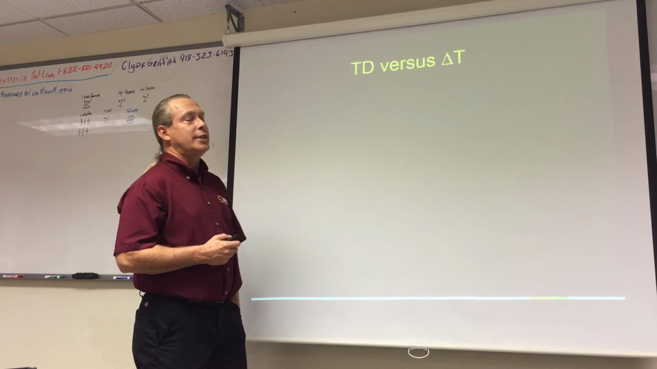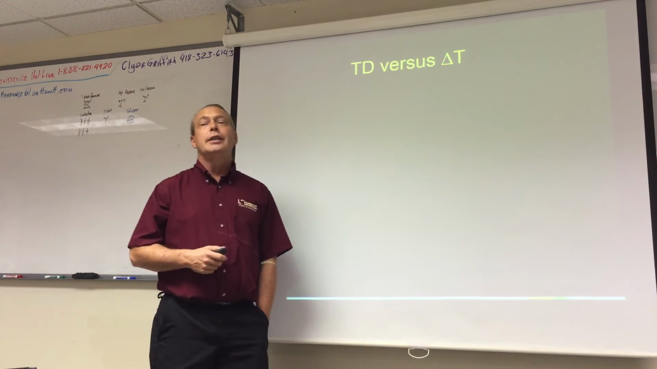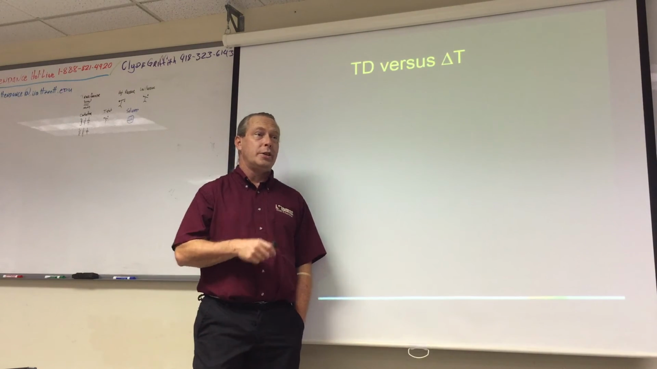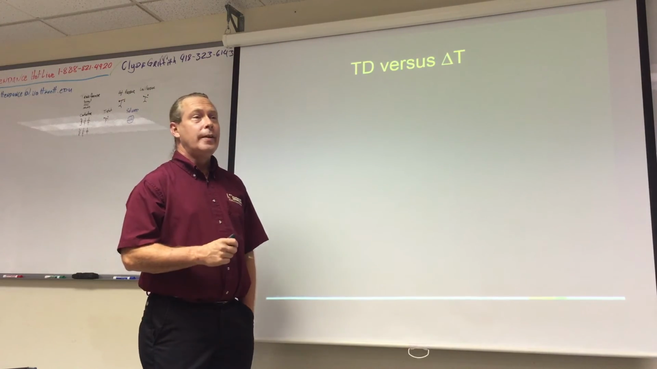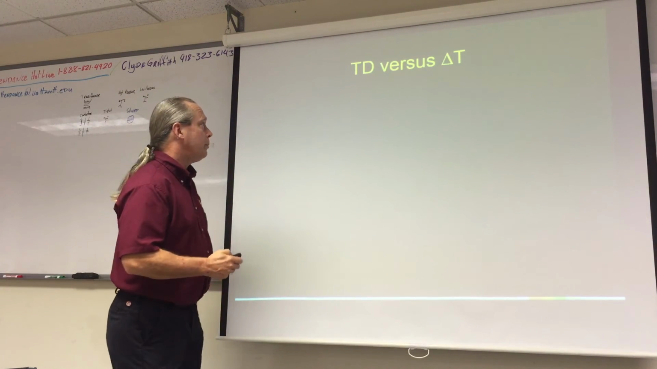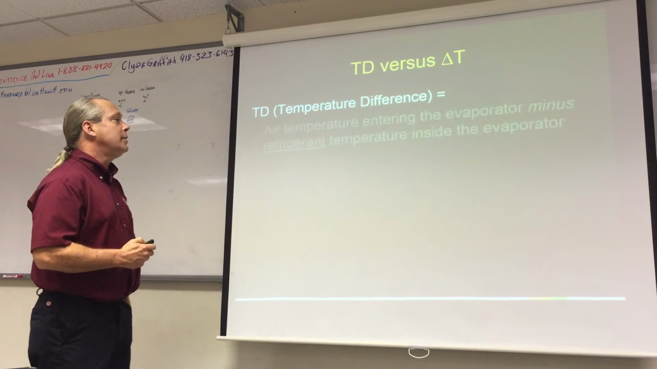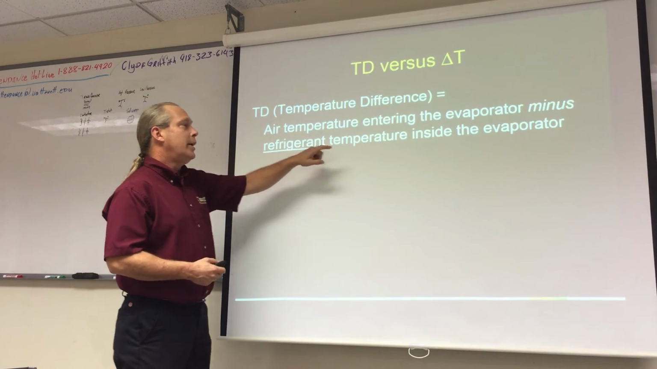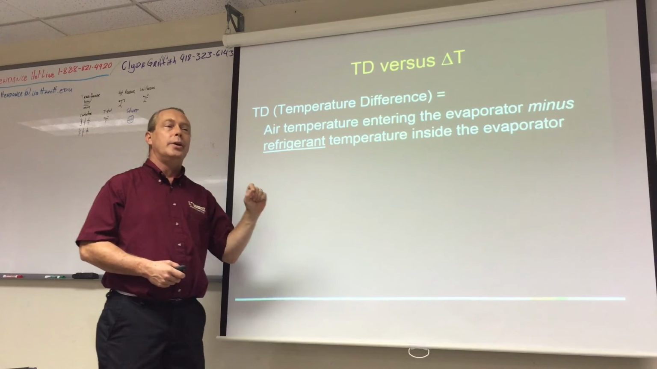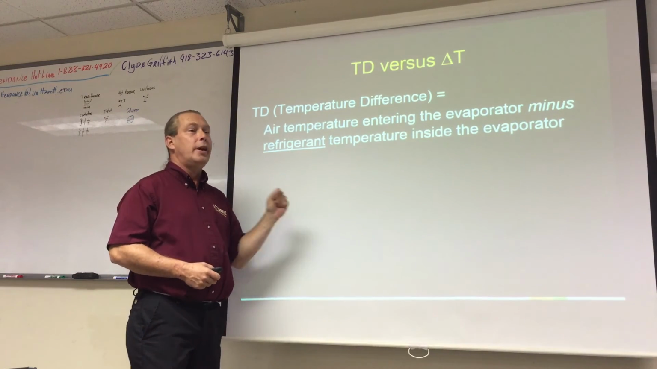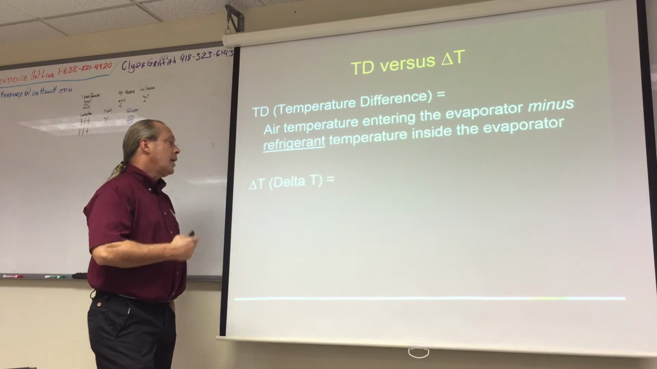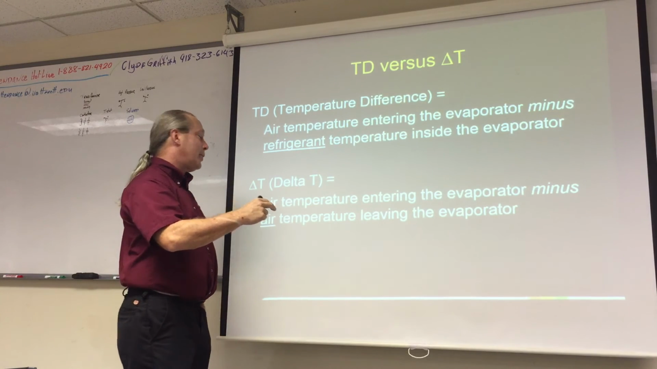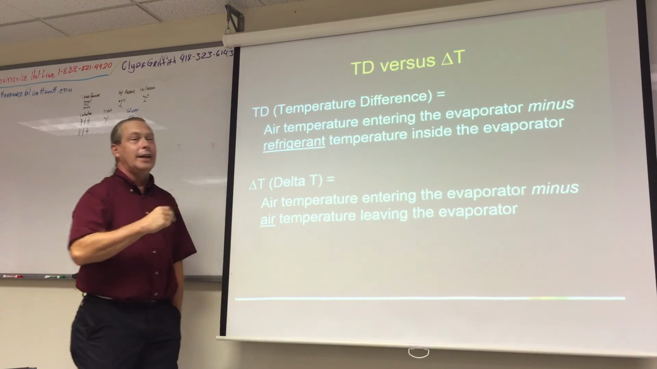Temperature difference versus delta T. In air conditioning, delta T can be very important, but we very rarely talk about temperature difference. In refrigeration, this becomes quite a bit more important. The temperature difference is the air temperature entering the evaporator minus the refrigerant temperature inside the evaporator. If you're taking notes, you want to write this part down. But the delta T is the air temperature entering the evaporator minus the air temperature leaving the evaporator.